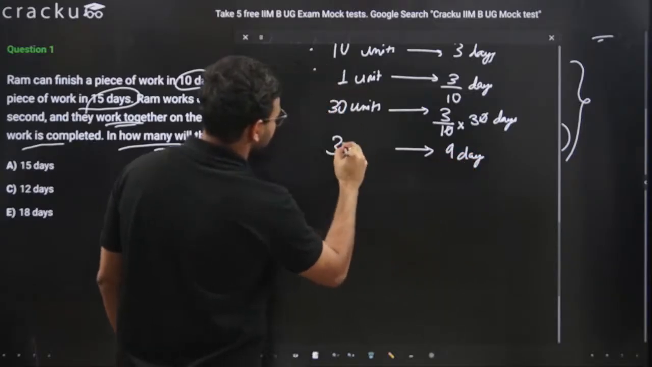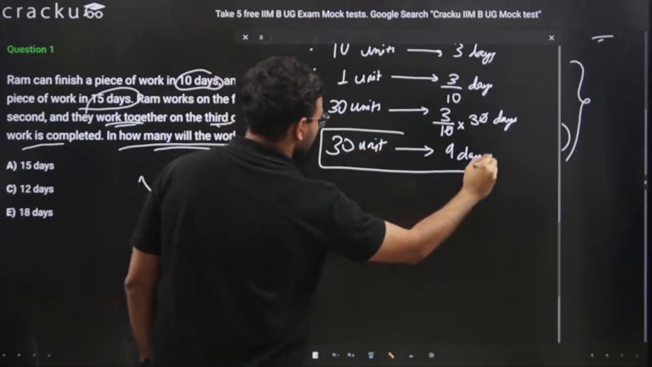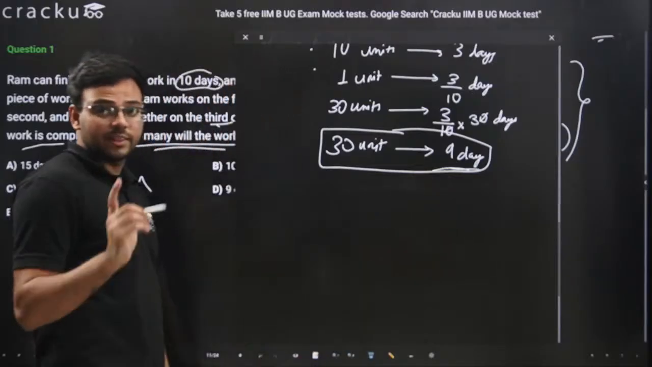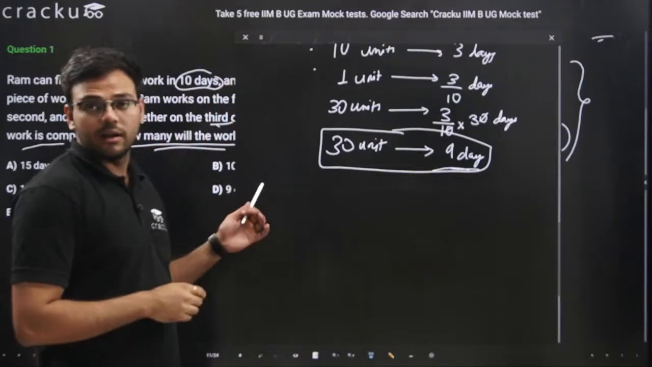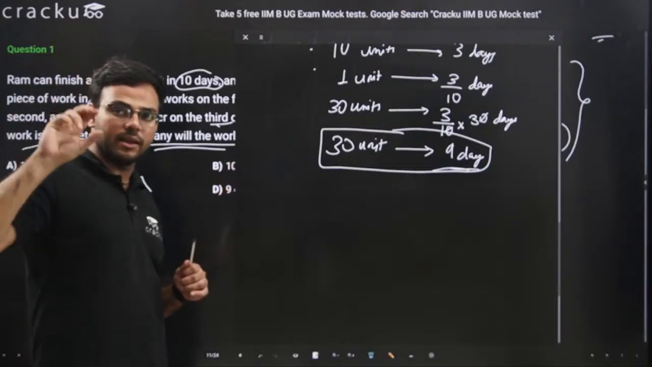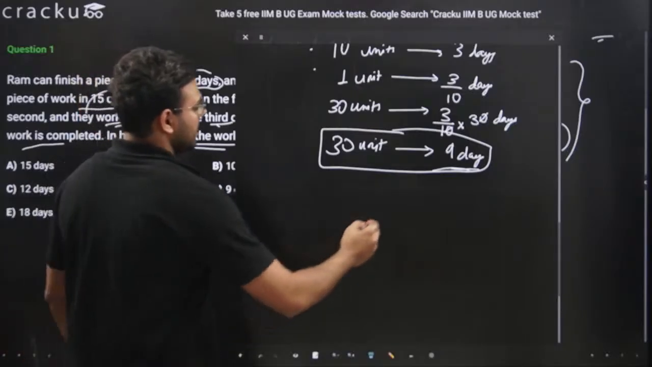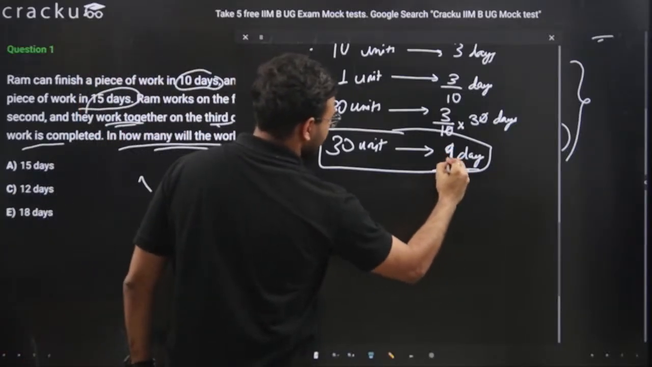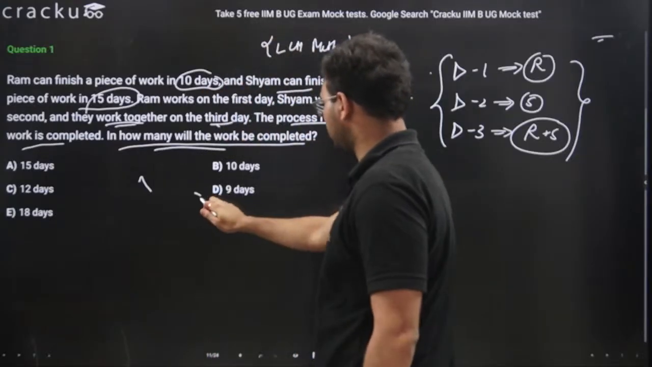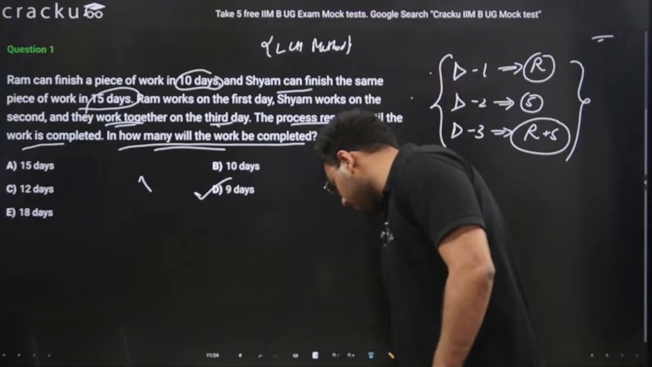So for doing this 30 units of work, which we assume is the total work they have to do, they are taking 9 days when they are working in this particular way: on the first day only Ram is working, then Shyam is working, and on the third day both of them are working. So they are taking 9 days. Therefore, the answer of this question will be option D, which is 9 days. If you have any doubt in this one, you can ask.